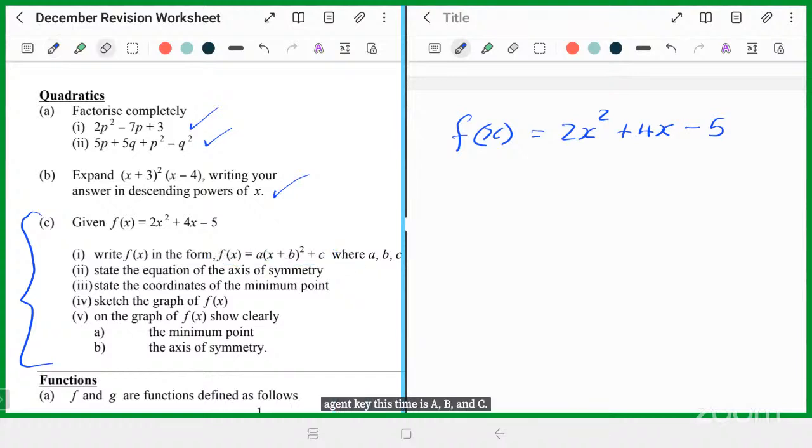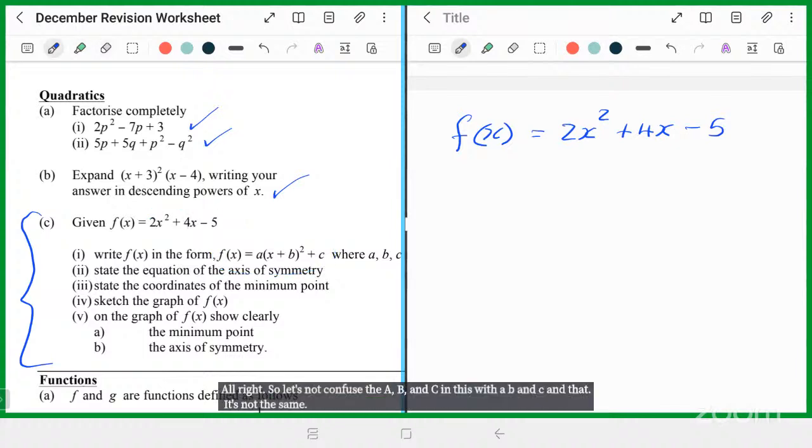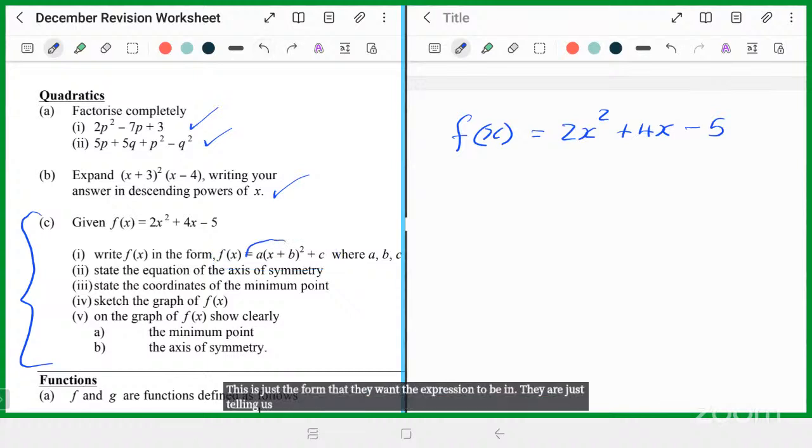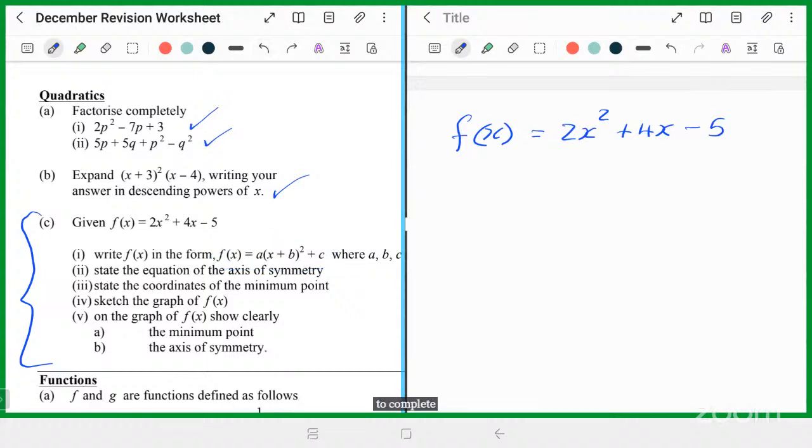All right, so let's not confuse the a, b, and c in this with the a, b, and c in that. It's not the same. This is just the form that they want the expression to be in. They are just telling us to complete the square. Don't mind the a, b, and c. That's just the form they want the result to be in.